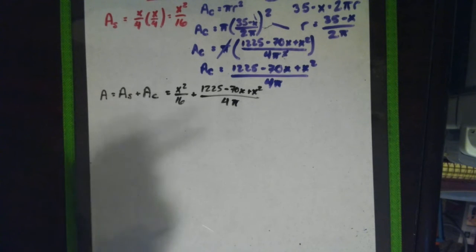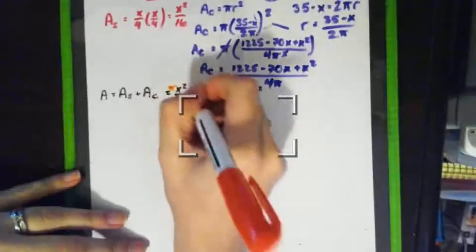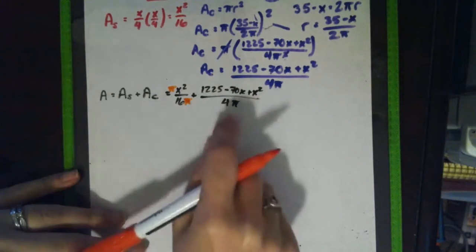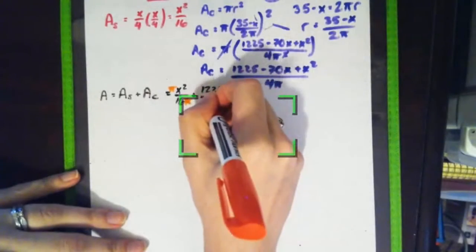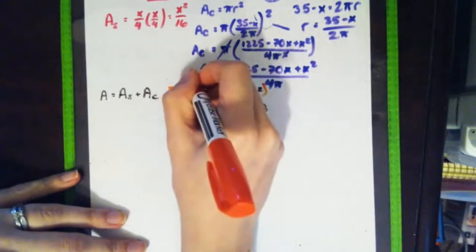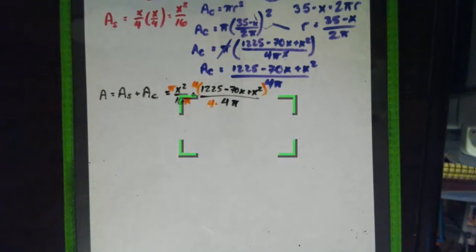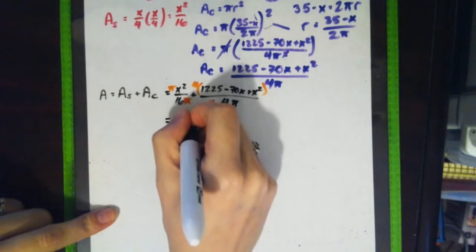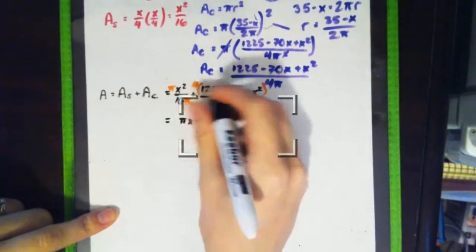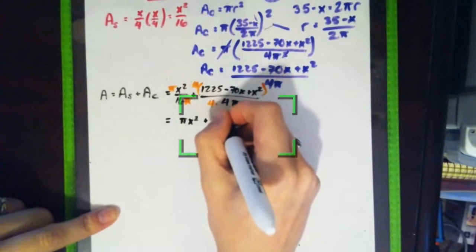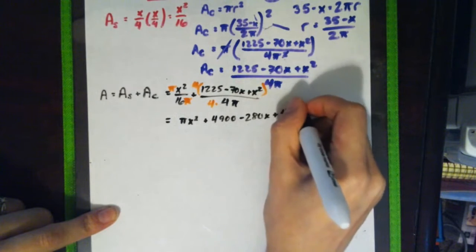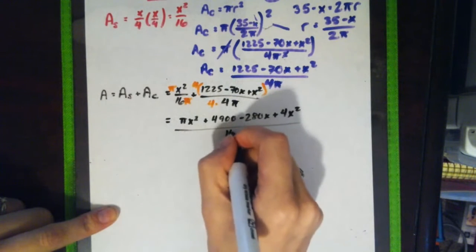Well, if I multiply this first fraction by pi in the numerator and denominator, then I have a denominator of 16 pi. If I multiply the second fraction by 4 in the numerator and the denominator, then that will also have a denominator of 16 pi. So let's see what that looks like. We will have that A is equal to pi x squared plus, I'm going to distribute the 4 through, 4,900 minus 280x plus 4x squared all over 16 pi.